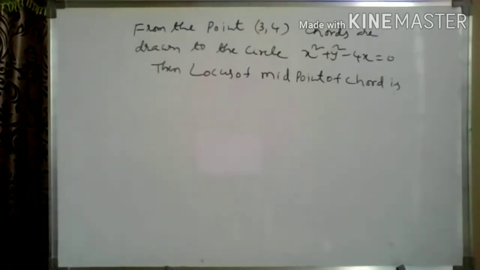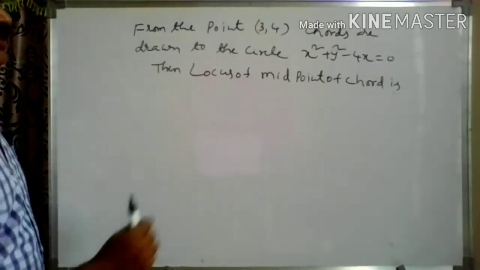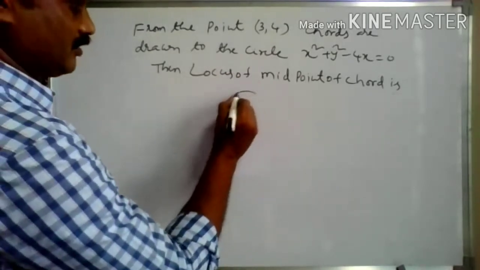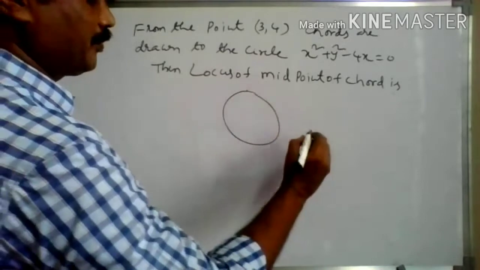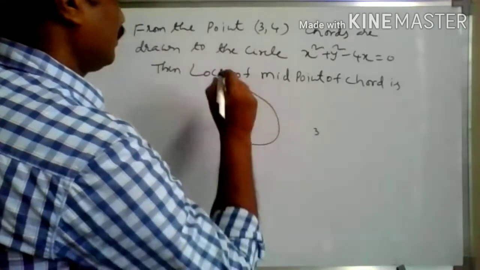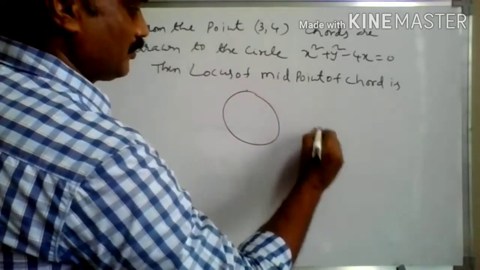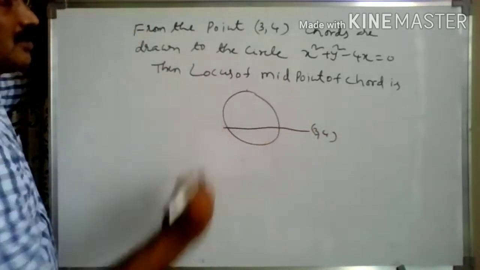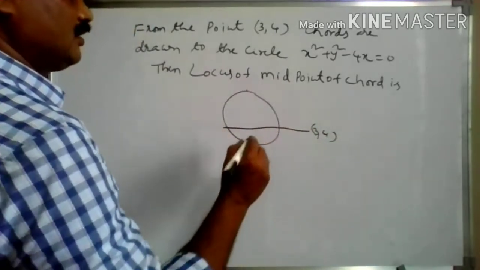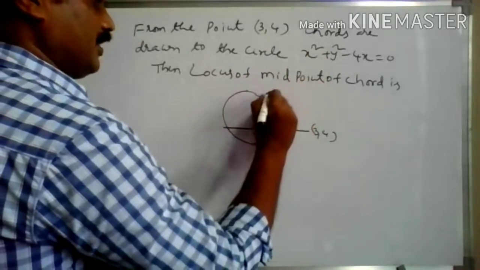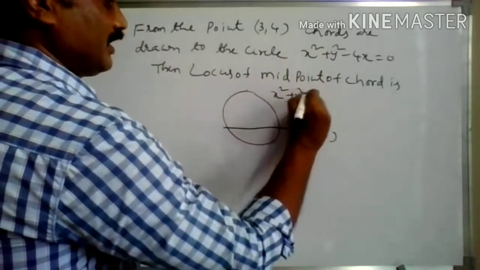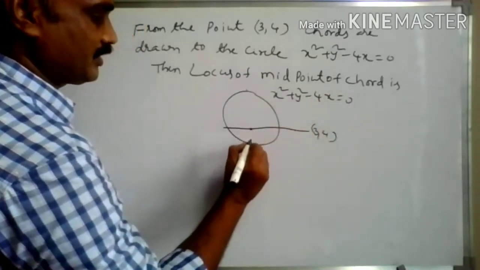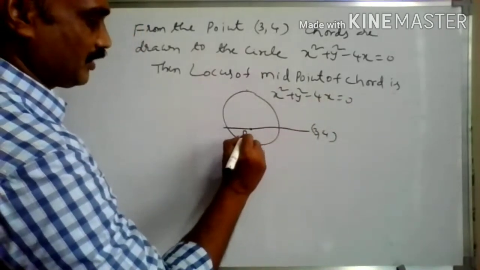Question, next problem. From the point (3, 4), chords are drawn to the circle x² + y² − 4x = 0. Then find the locus of the midpoint of the chord. This is the chord, and this is the midpoint of the chord.